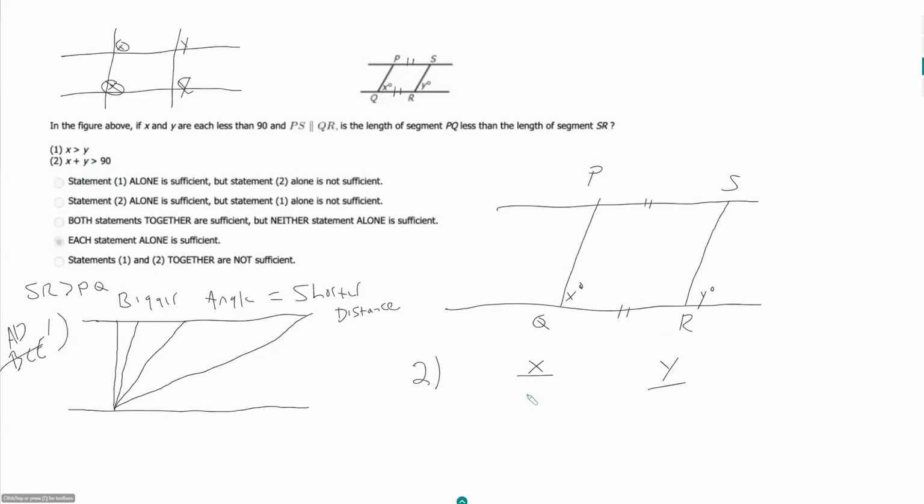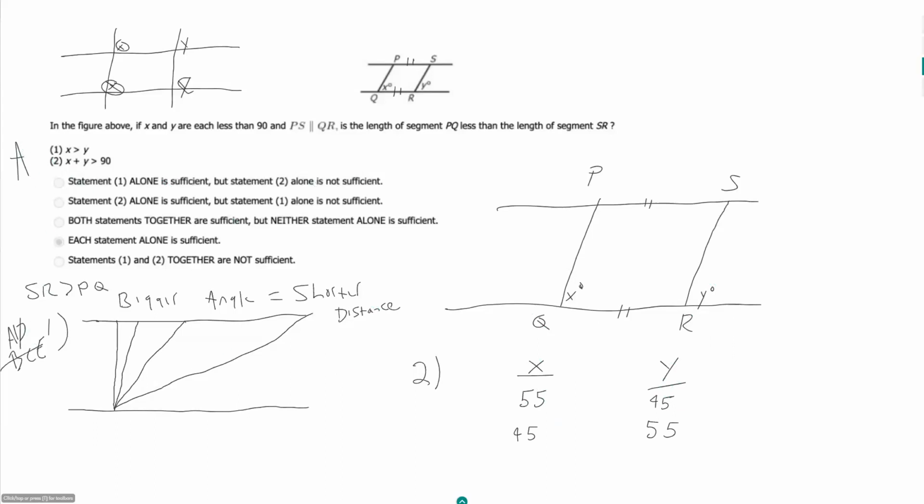Let's say x is equal to 55 and y is equal to 45. In this case, y is the smaller angle, so SR should be the longer line segment. But we can just as easily flip these and say x is equal to 45 and y is equal to 55. Because we don't know about the sizes of our angles compared to each other, this statement doesn't really help much, and so that is insufficient, and we're left with just A.